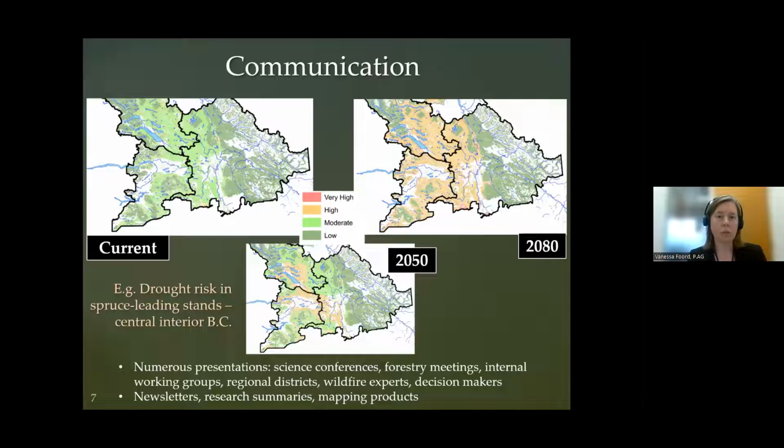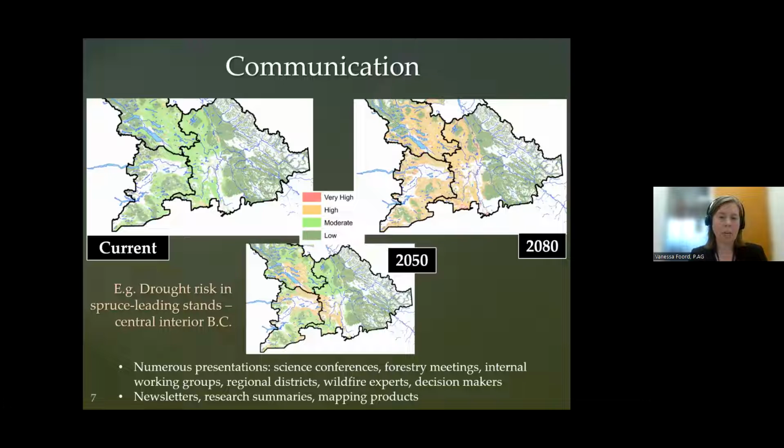This is the central part of the province of BC. And what I'm showing on the left is the current risk of drought in spruce leading stands based on a baseline climate of 1961 to 1990. And then the bottom graph is the future risk of 2050s. So you can see that areas that were potentially under moderate stress have now moved in part to high risk of mortality from drought stress.